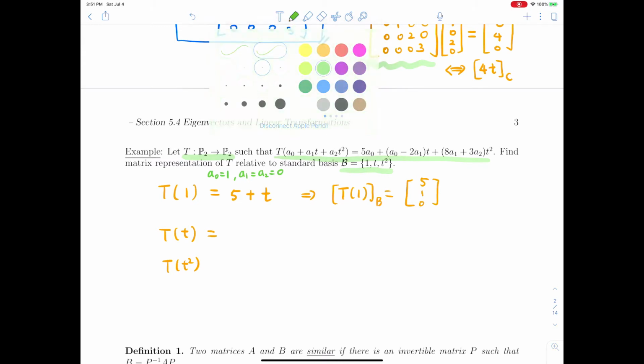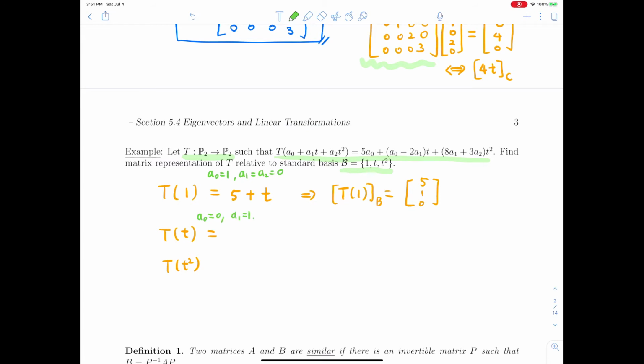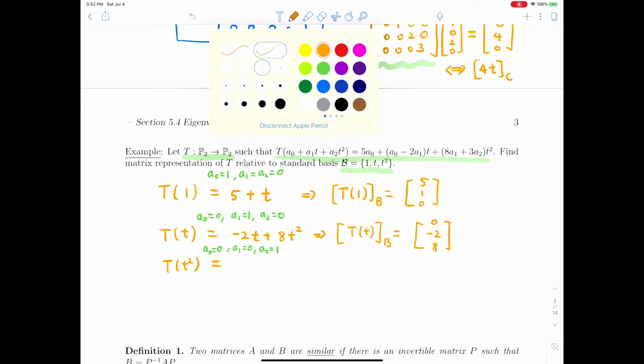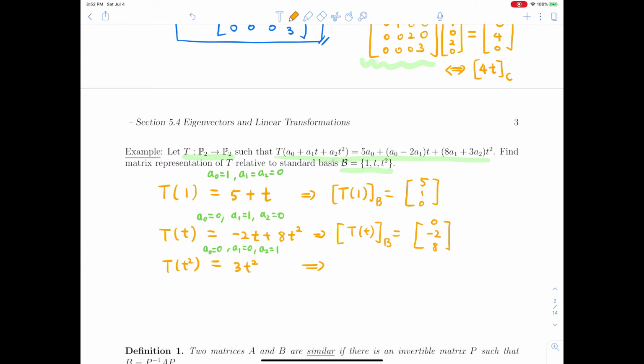And for T of t, we have a0 equals 0, a1 equals 1, and a2 equals 0. If you plug that in, we get negative 2t plus 8t squared. So T of t in B coordinates is (0, -2, 8), since we don't have any constant term. For t squared, we have a0 equals 0, a1 equals 0, and a2 equals 1. That gives you 3t squared, so the B coordinate is (0, 0, 3). If you build a matrix using these as the column vectors, then we get M equals the matrix with columns (5, 1, 0), (0, -2, 8), and (0, 0, 3). And this is called the B matrix for T.